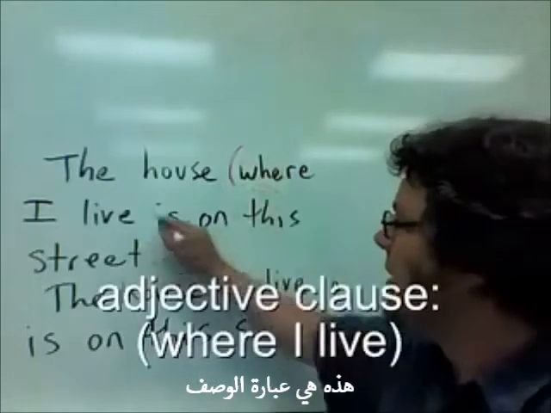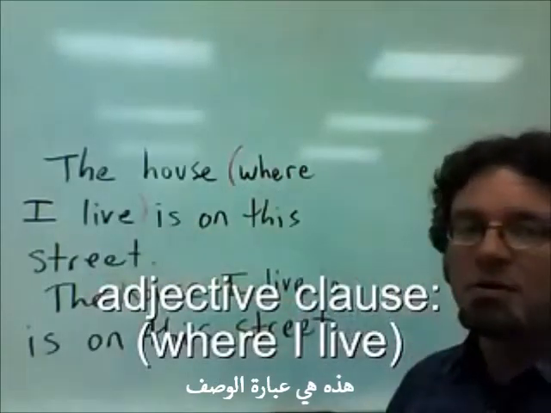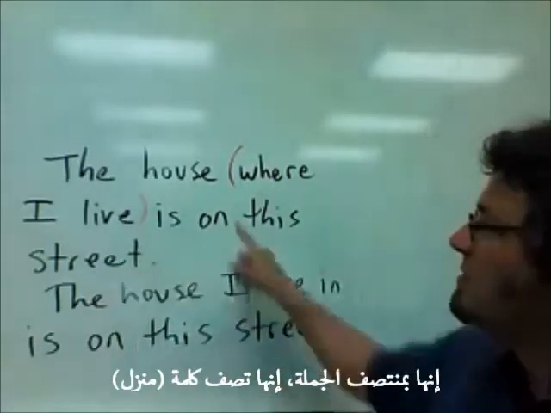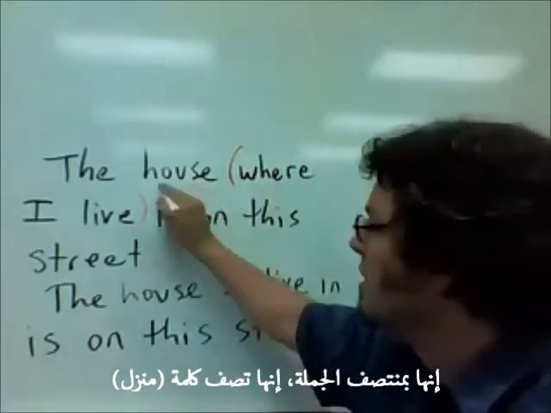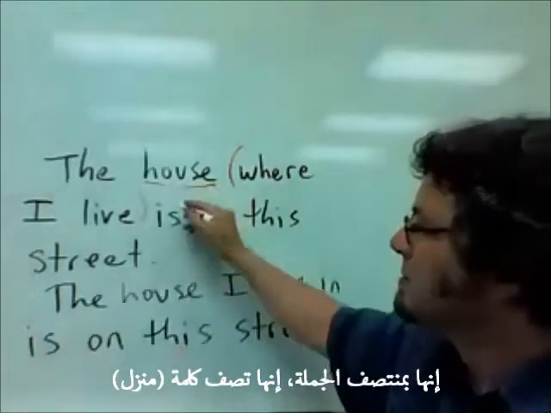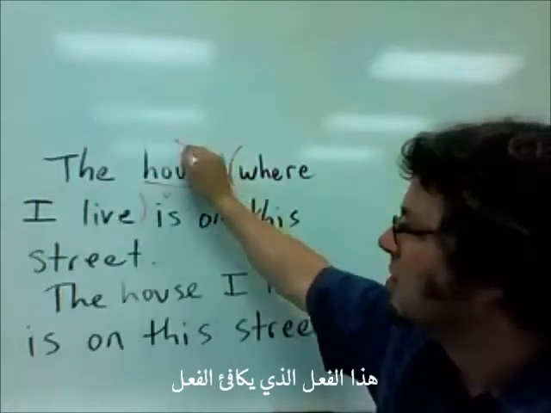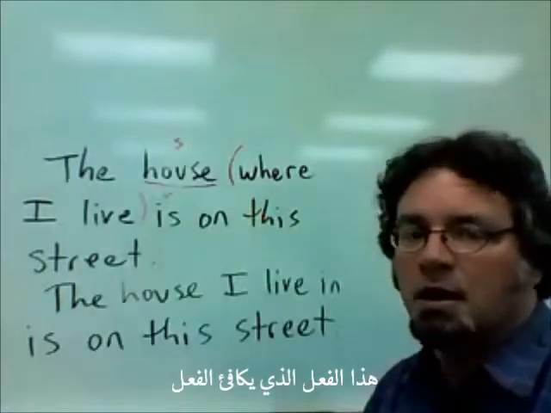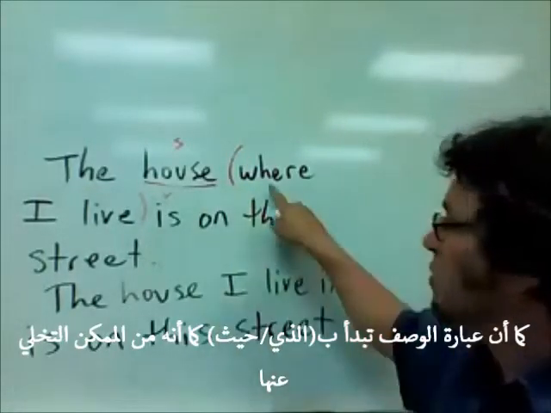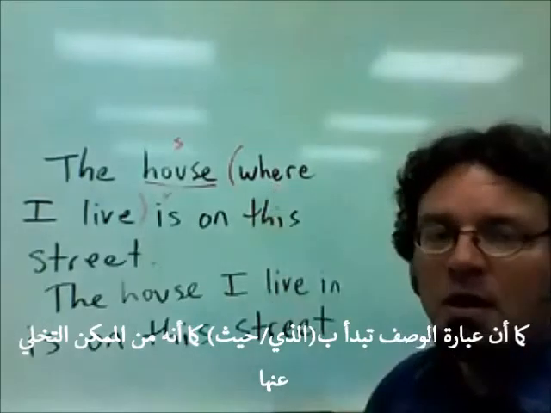The house where I live is on this street. This is the adjective clause, and it's in the middle of the sentence. It describes the word house. This is the verb that matches the subject. And the adjective clause begins with the word where.